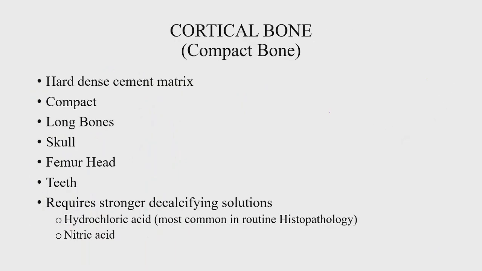So now we're going to be talking about the various bone types, and the two primary types. The first one is cortical bone, and it's mainly what I've been discussing all this time, with the hard, dense, cement matrix. This is the image that I showed in the illustration by Allison, which shows the bone with the canaliculi and the Haversian canal and the concentric rings and so forth. This is the kind of bone that we're talking about now. It's called compact bone because it's a very dense matrix. We see this in long bones such as the leg bones, the bones in the arms, skull, femur head, even in the teeth.